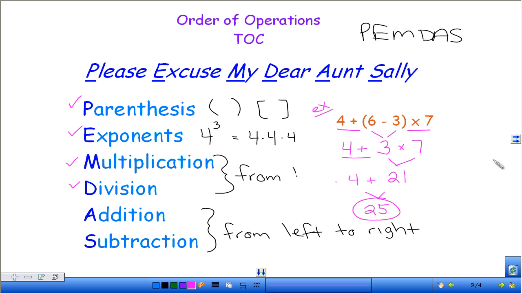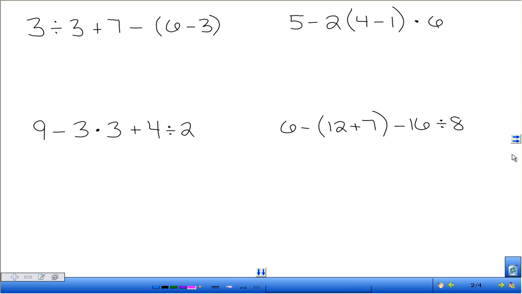Let's do a couple more together. Let's see. Go ahead and write this one down, and the one next to it down. We'll do these together, and I'll have you guys do the 2 on the bottom on your own. So 3 divided by 3 plus 7 minus the quantity 6 minus 3. We'll do that one first.